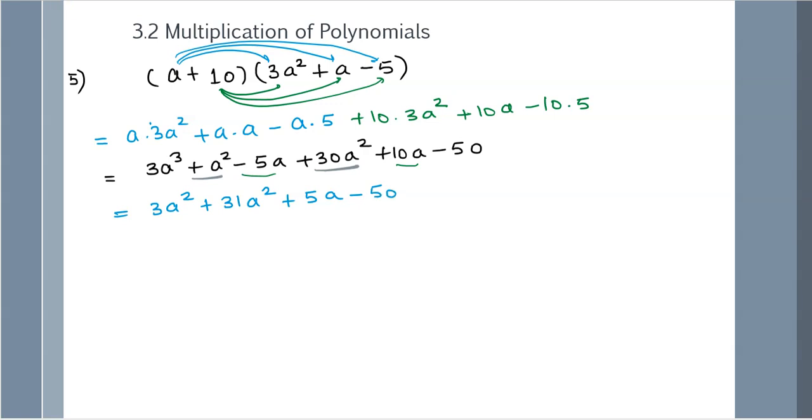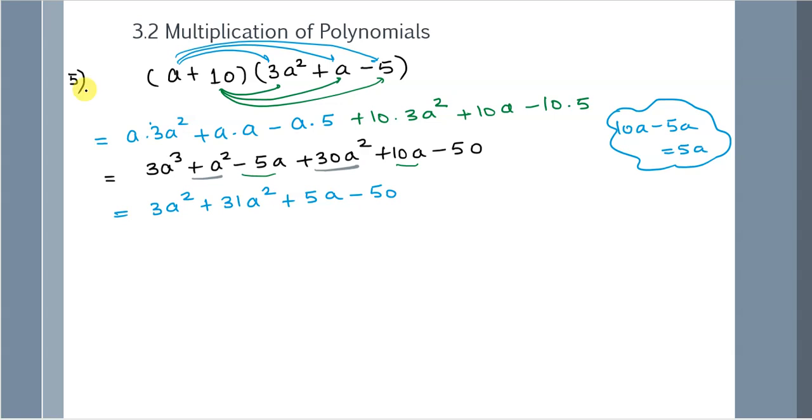Okay. How did we do this? We have 10a minus 5a. This gives you 5a. Okay. So this is how you simplify. I hope it is clear now how to work on this.